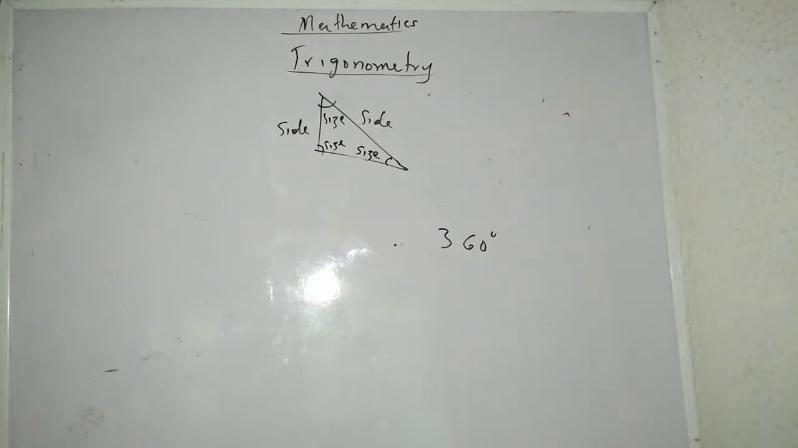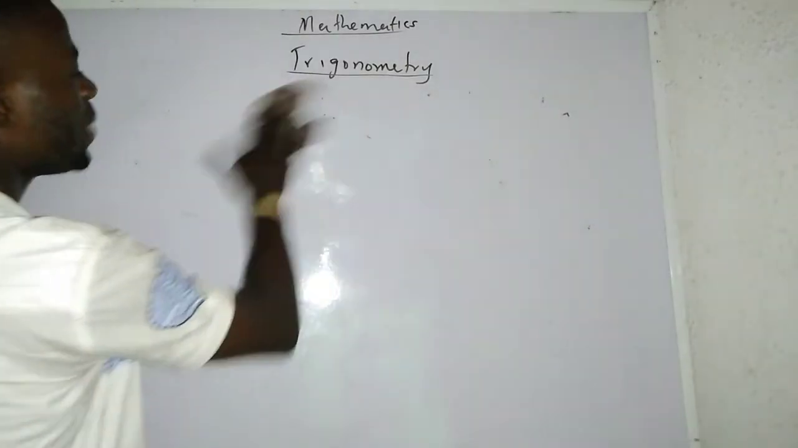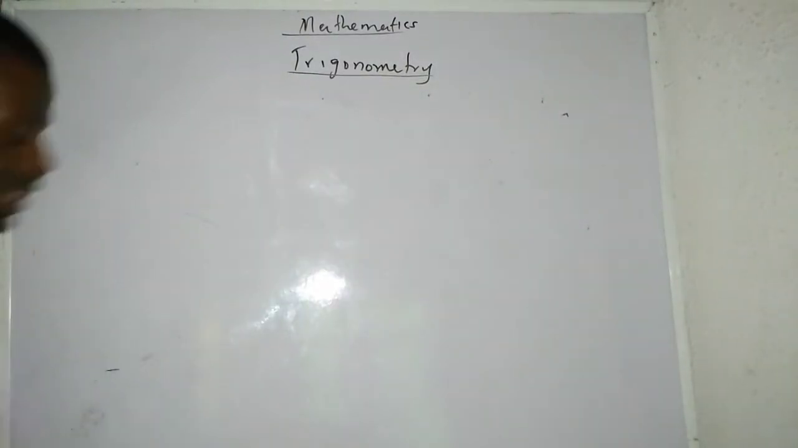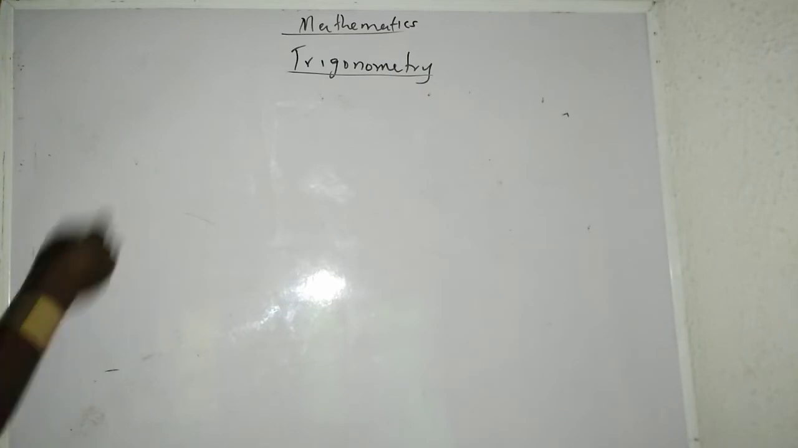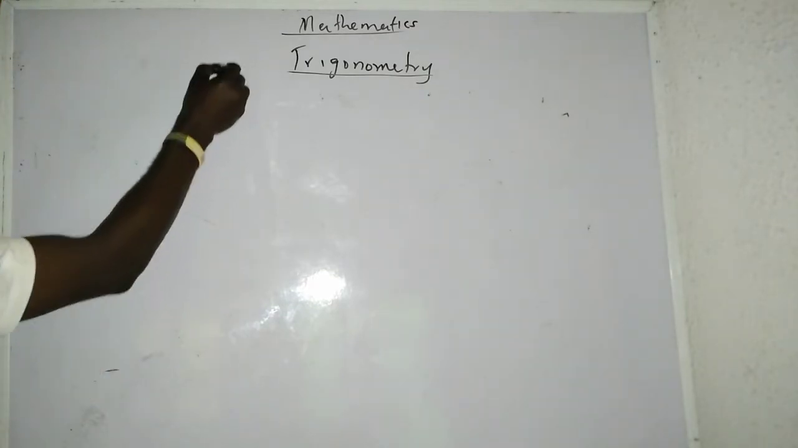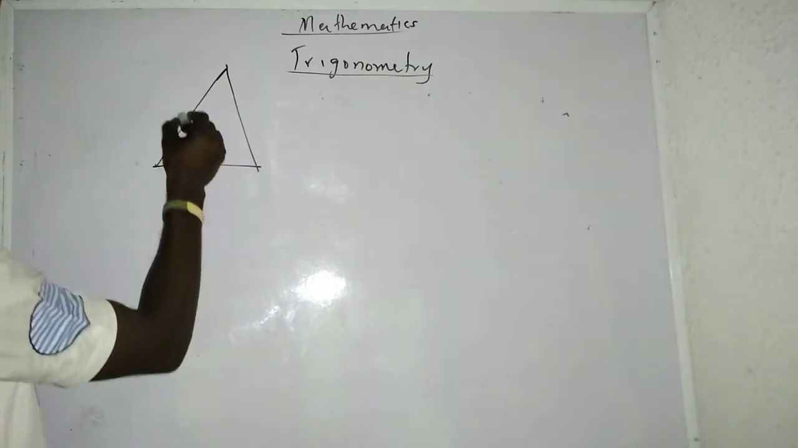Now, let me start from the equilateral triangle. That equilateral triangle means the angles are equal.